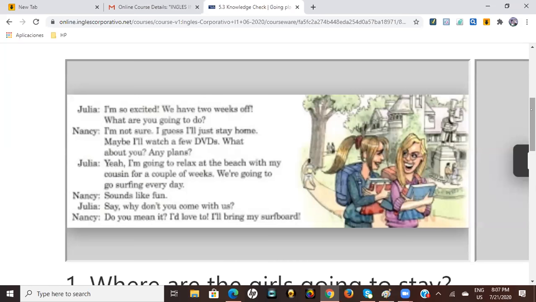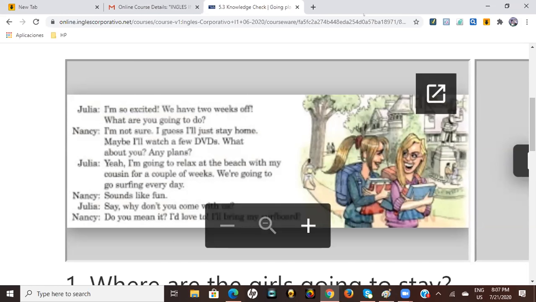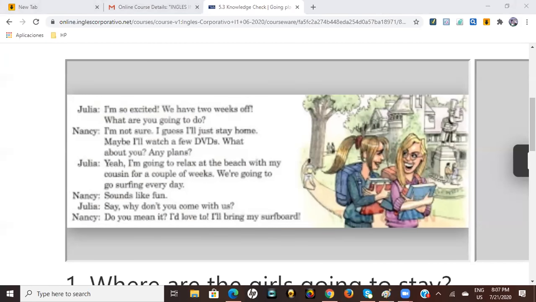Two. Okay, what are the names? Julia and Nancy. What is their physical description? Both have long hair. Long hair, yes. What color is the hair? Blonde. Blonde hair, very good. One of them has a cola de macho. How do you say cola de macho in English? Ponytail. Very good, ponytail, yes. Let me write it in the chat. Ponytail. What color is the ponytail?